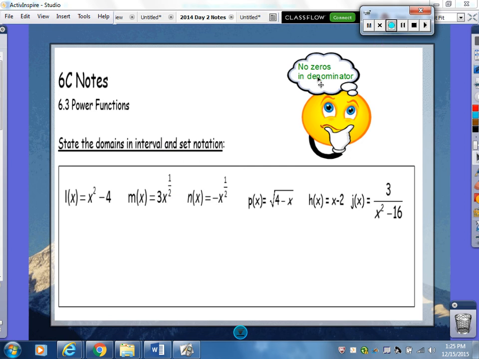All right, these are 6C notes. We're going to be looking at power functions today. So let's first start off by stating the domains in interval and set notation for the following functions.